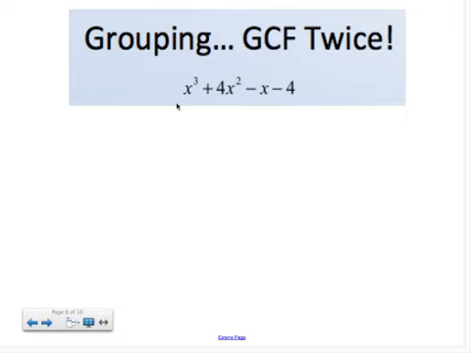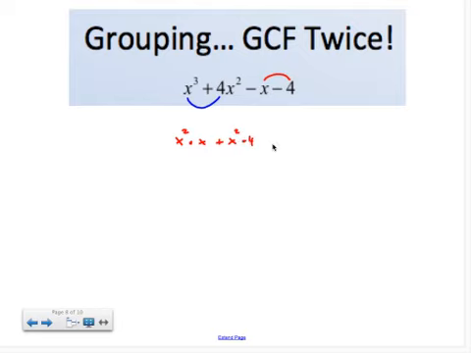Now, factoring by grouping. This is really using the greatest common factor technique 2 or more times. So in general, we say we're going to group 2 of these terms together, and we're going to group the other 2 terms together and do a GCF factoring. If something good happens, then we can factor again.